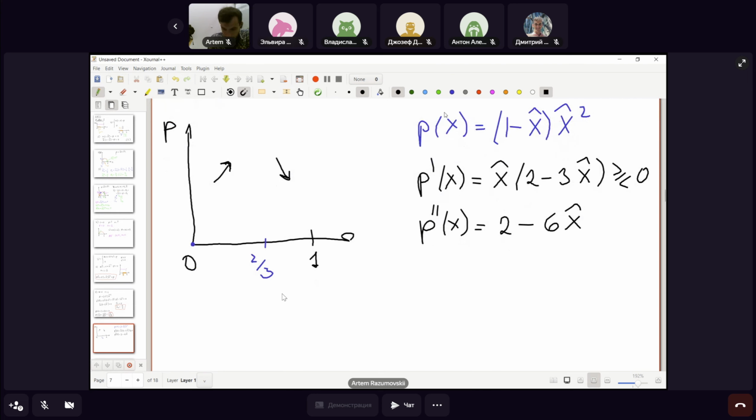So then let's think about the second derivative. The crucial point here is 1/3. Before 1/3 it will be convex, and after that it will be concave. So then let's start from the 0 point. The derivative at point 0 is 0. That means that the direction of our line from 0 is supposed to be horizontal.